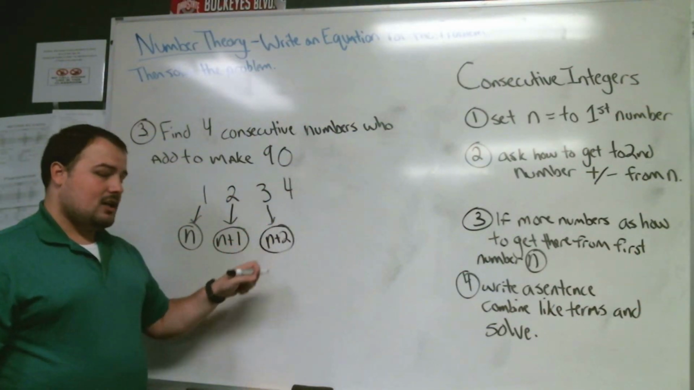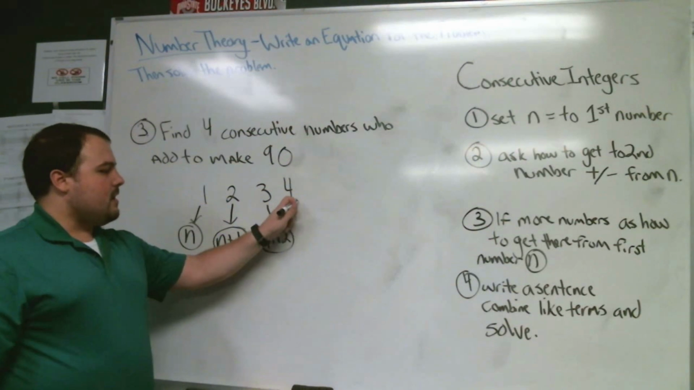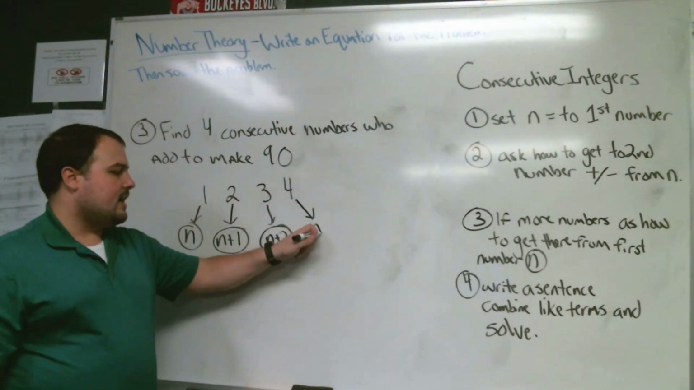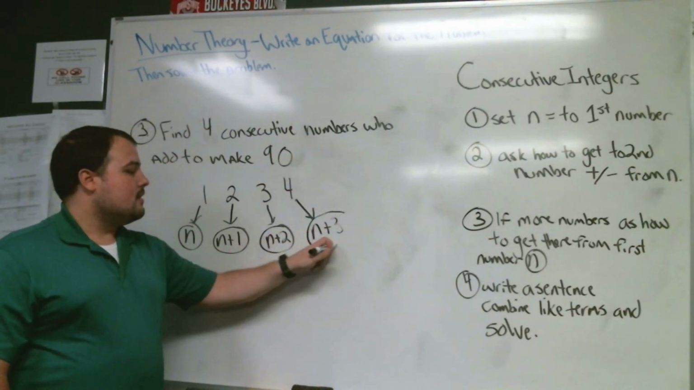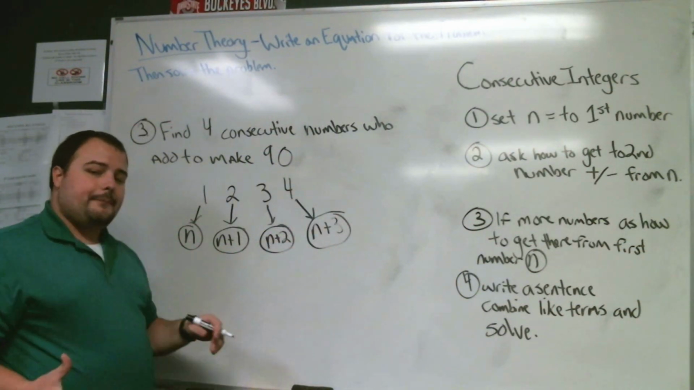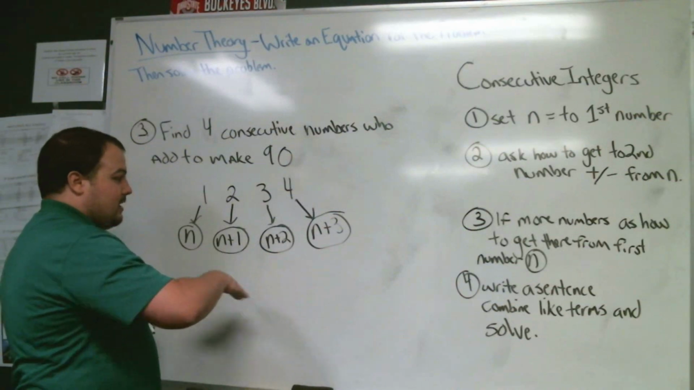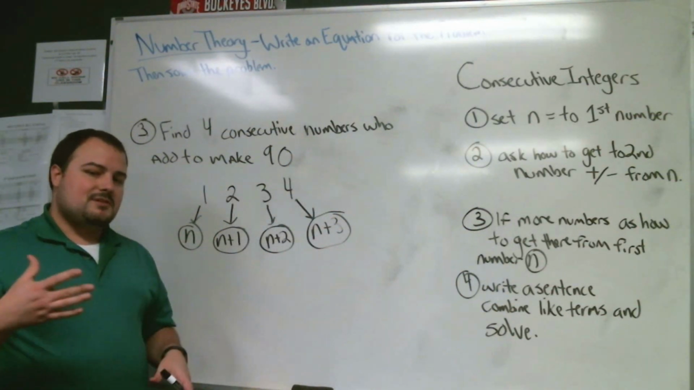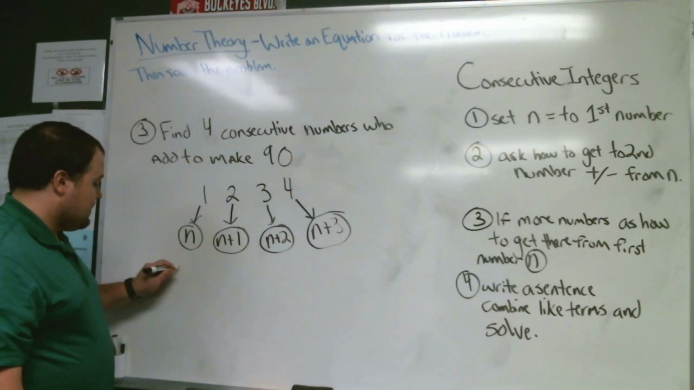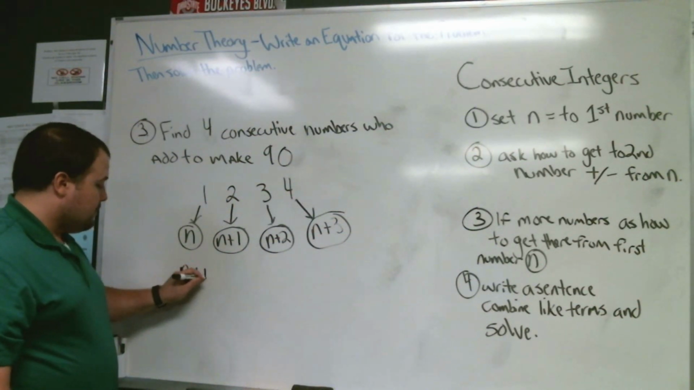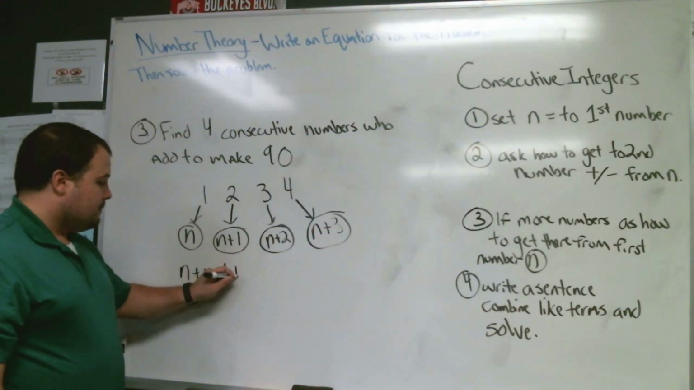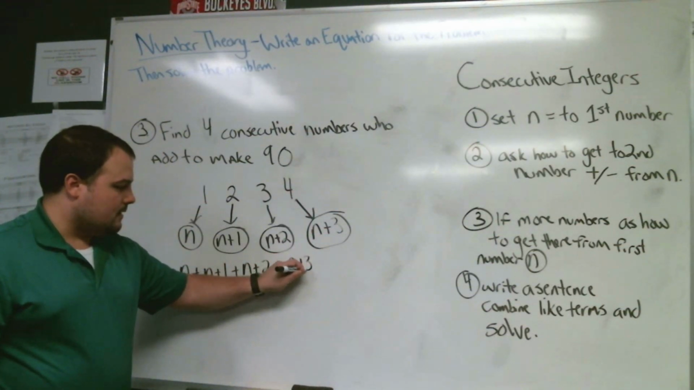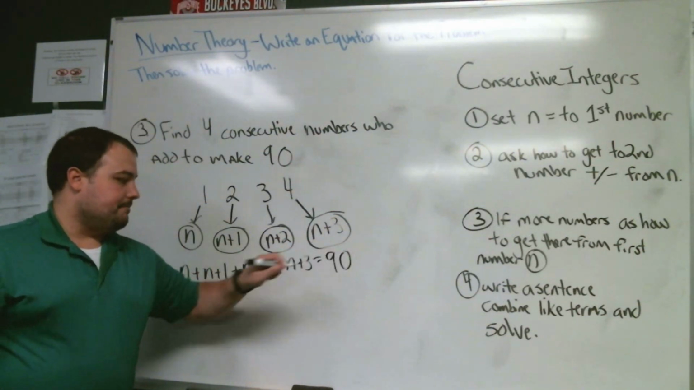So I take n and I add 2 to it. And the final number, all the way over here, to go from 1 to 4, I'm going to add 3. So these all will add up to make 90. These on the bottom, not the top, but the bottom. What we're saying, the variables add up to equal. So now I'm going to write that sentence. 1n plus n plus 1 plus n plus 2 plus n plus 3 equals 90.